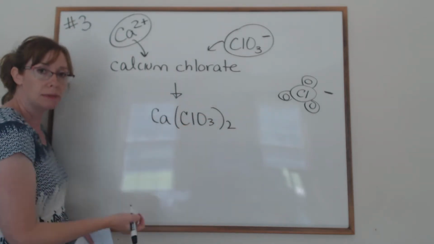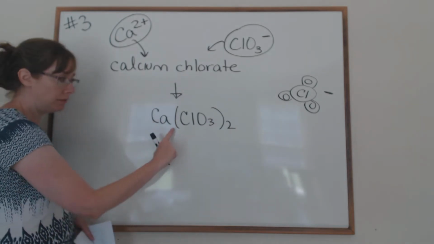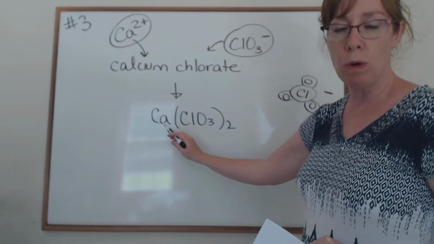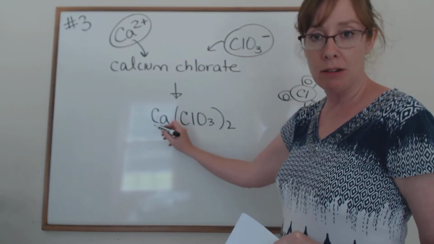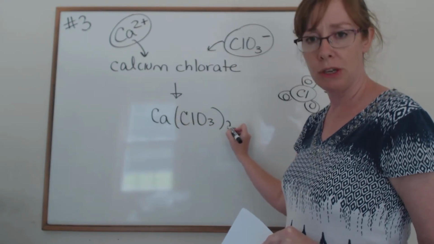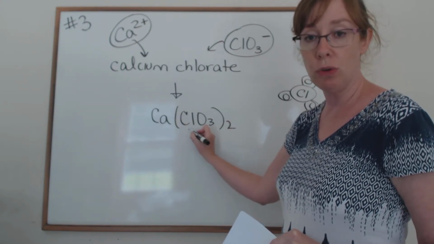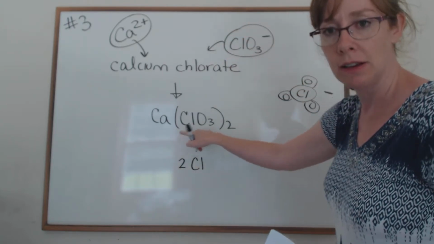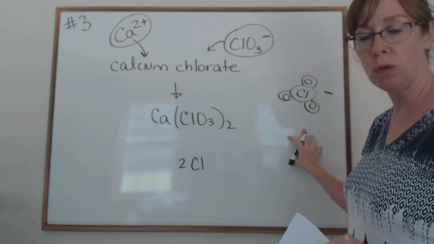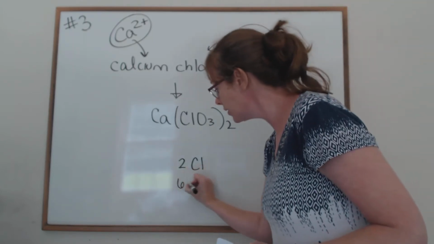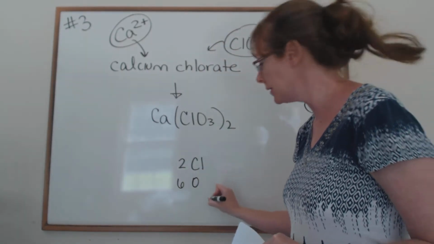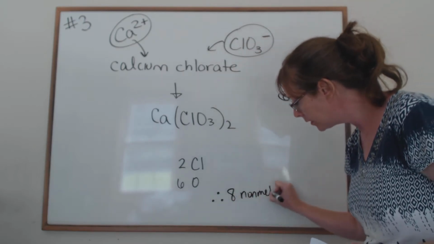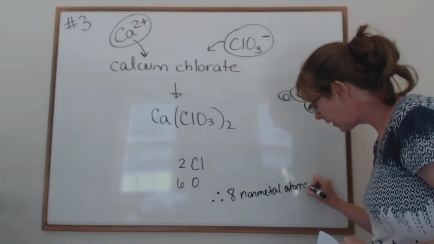Well, if you count atoms in here, you have 1 calcium, it is an ion, but think of it just as atoms for now. That's 1 calcium atom, and that's a metal. How many chlorine atoms do you have? Well, you have 2 chlorine atoms because you have 2 copies of this. So picture this twice. You have 2 chlorines and you have 6 oxygens, and those are both nonmetals. And therefore, you have 8 nonmetal atoms total. And that would be the answer there.